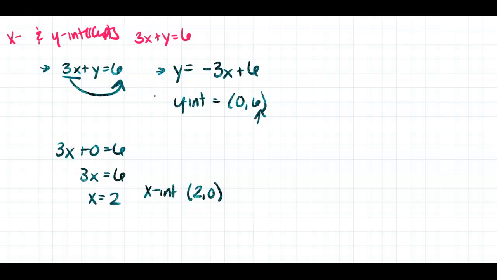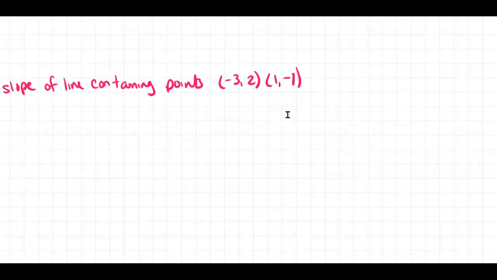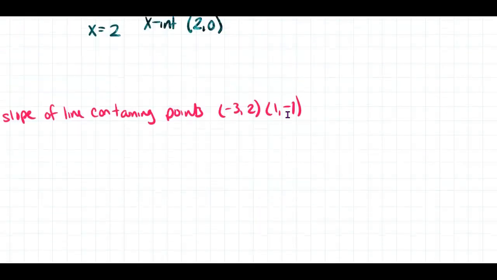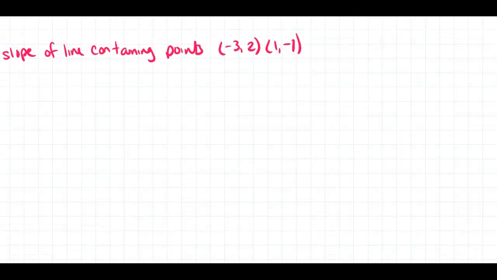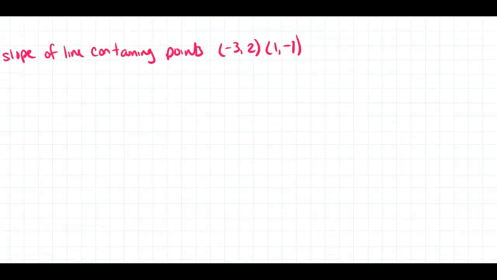Okay? Remember, y-intercept, where it crosses the y, so you have to have a y. X-intercept, where it crosses the x, so you have to have an x. Okay? I think this is the last one. All right. Slope of the line containing those points. Okay. Not as hard as you think it is.